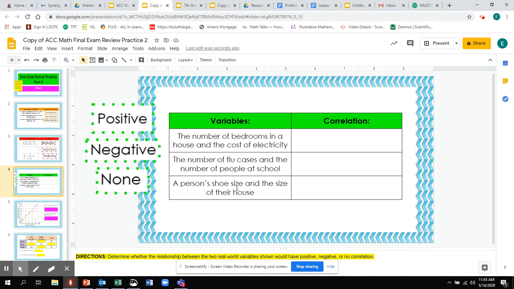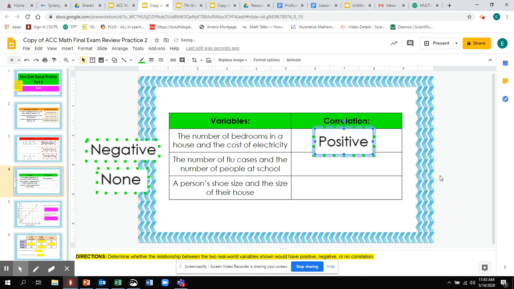Well, typically, the more bedrooms you have in a house, the bigger your house is. And the larger your house is, the more it costs to provide it with electricity. So as the number of bedrooms increases, the cost of electricity typically also increases. And because both are increasing, this has positive correlation.